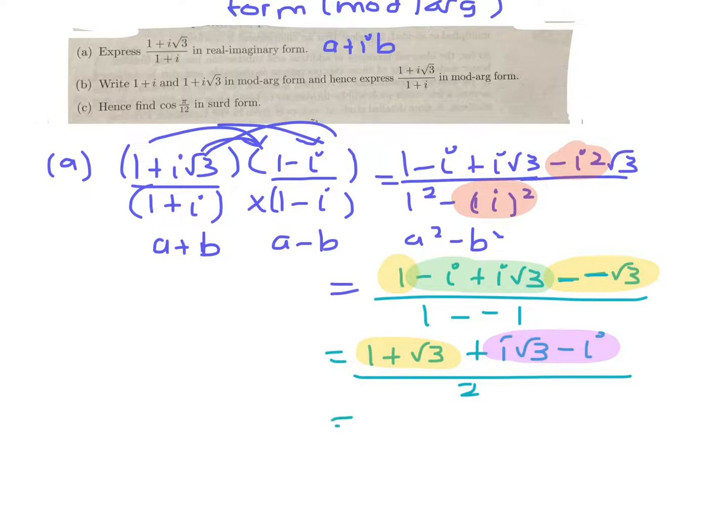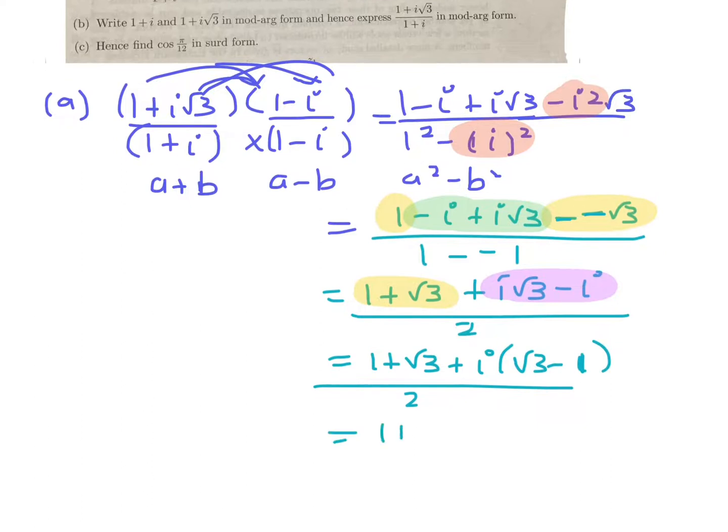Okay, so if you look at this, that's going to be 1 plus root 3 plus i, which will be root 3 minus 1. So I'm just factorising out that i, so I get it in the correct form. And I'm just going to split it, so it is actually in the form of a plus ib. Like this. So we now have our real part and our imaginary part.